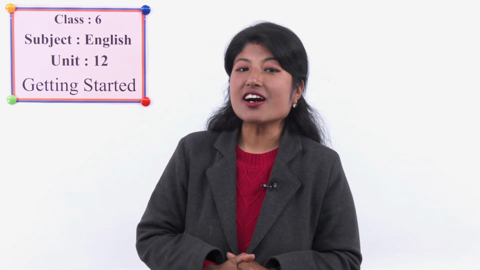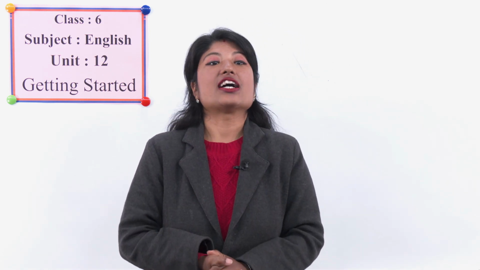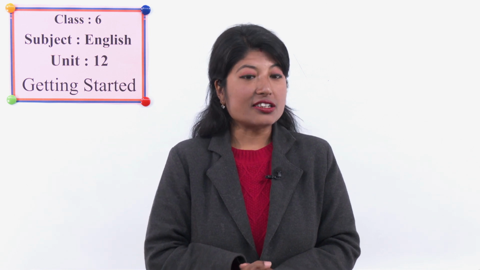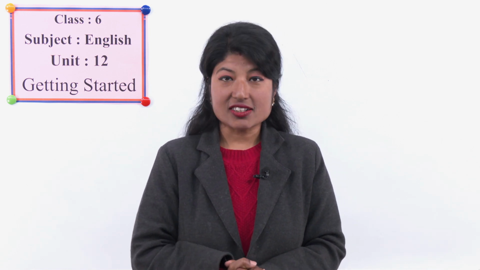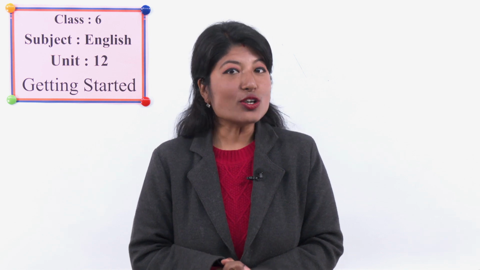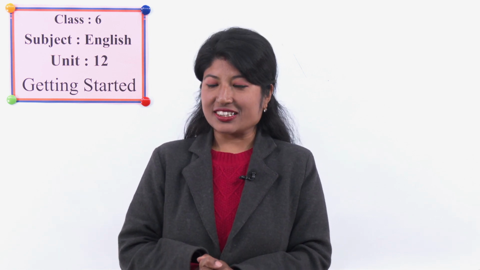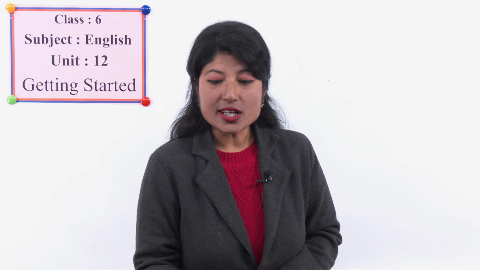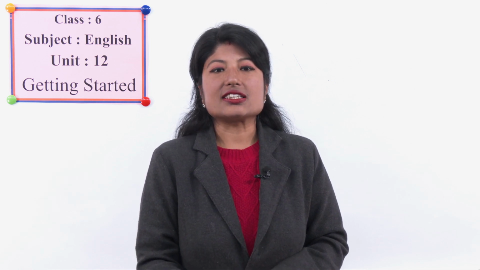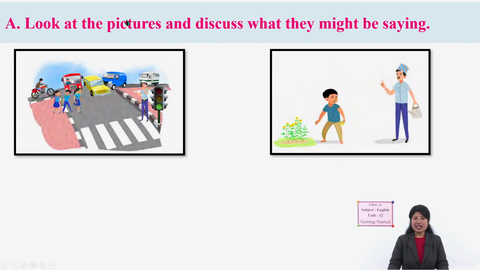Today we are in unit 12 and we are dealing with getting started activities, and we will also talk about apologizing. Okay, so let's start with getting started activities. Look at the pictures and discuss what they might be saying. First of all, look at these pictures properly, observe closely, and tell me what is happening.